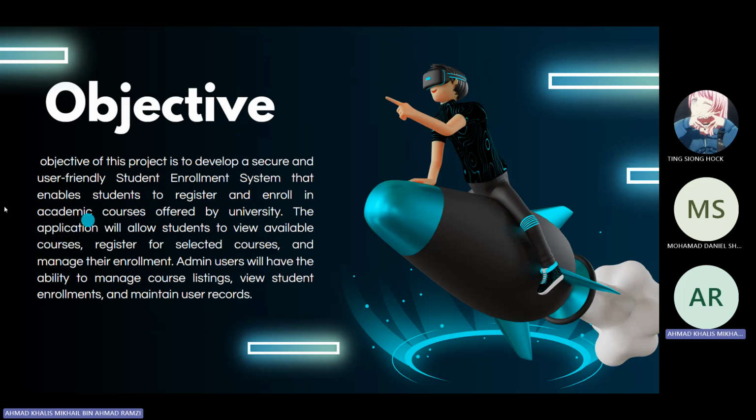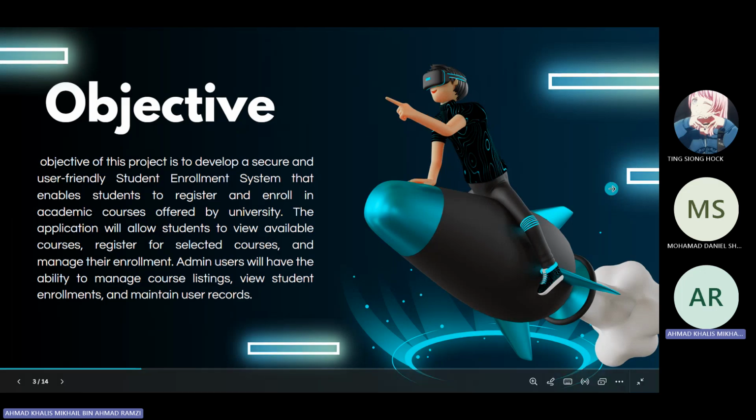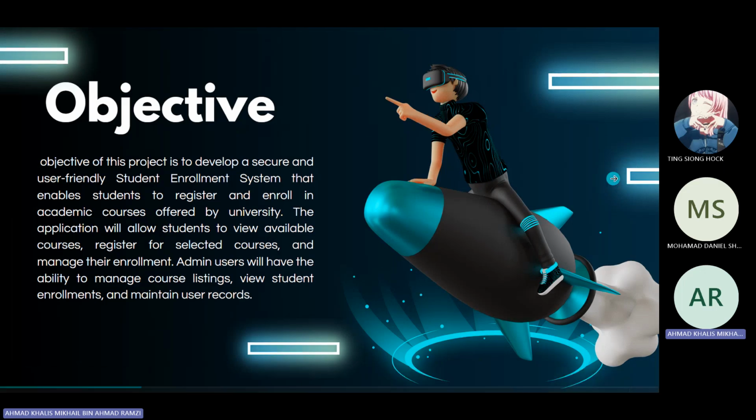Basically, the objective of this project is to develop a secure and user-friendly student enrollment system that enables students to register and enroll in academic courses offered by the university. The application will allow students to view available courses, register for selected courses, and manage their enrollment, while admin users will have the ability to manage course listings, view student enrollments, and maintain user records.